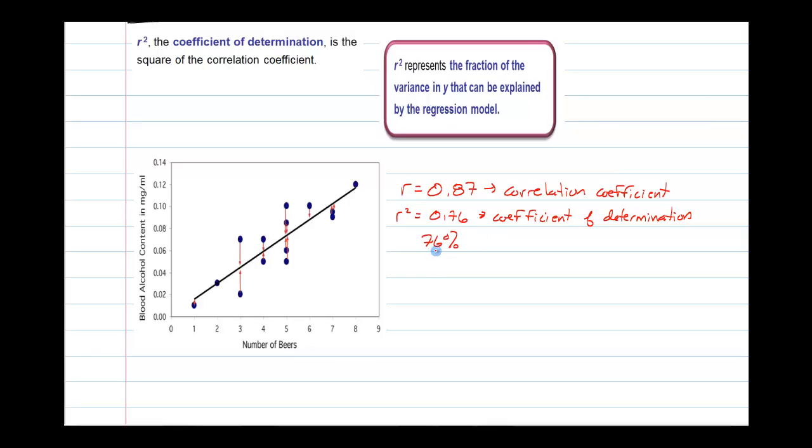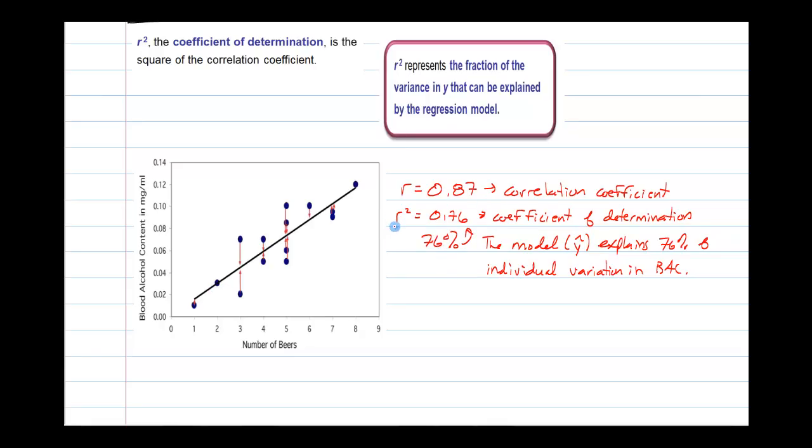So 76% is the number that we're looking at here, and basically this means the model, our regression equation y hat that we were working with, explains 76% of individual variations in our y value, which was blood alcohol content. And that's pretty good. We want this value to be pretty high. We want our line to explain a lot of the variability in our data. So we want r squared to be very high.